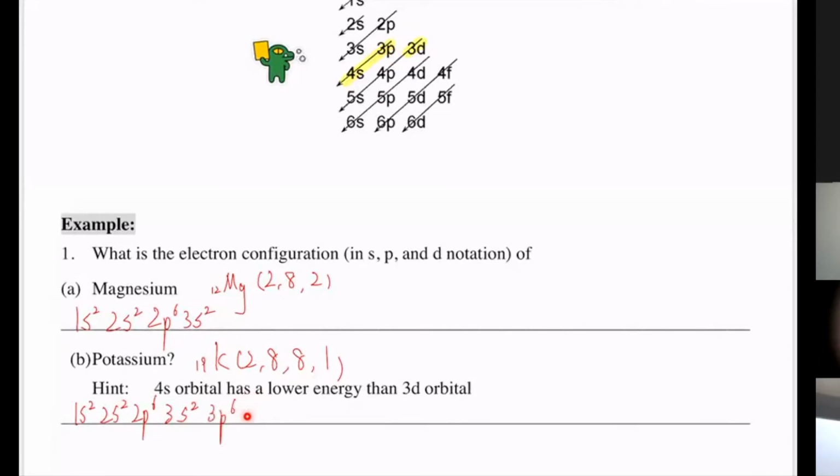What's the next number and what's the next subshell I should write here? Which way should we go? 4s or 3d? Alright, so remember this arrow shows you the direction. You should go to 4s instead of using 3d, because 4s has a lower energy level than 3d. So the last electron, this outermost electron, we should put in the 4s subshell. Only one of it, so it's 4s1. Okay, so that's the electron configuration for potassium.